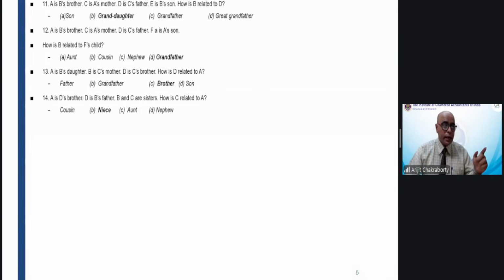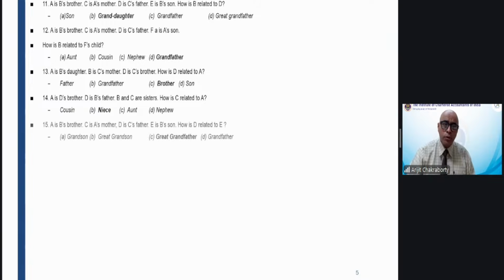Nephew. Here, since we know that C is female, because it is given C is sister, so therefore A's brother is D, D's daughter is C. इसका मतलब यही है कि A is the, you can call A is the uncle of C. In other words, C is the niece of A. ये है इन दोनों का relation. We go to the 15th question.